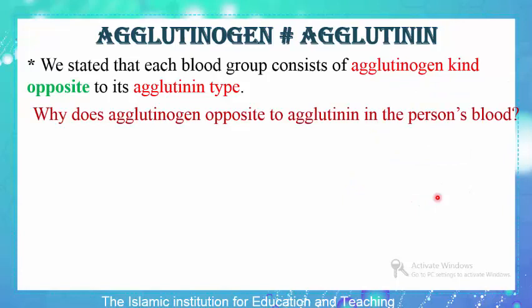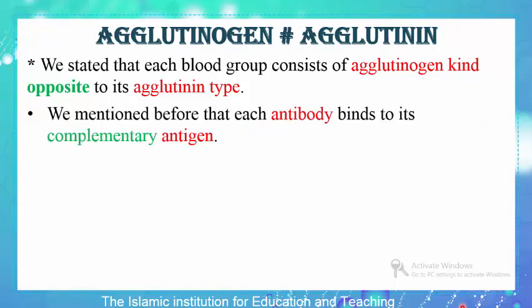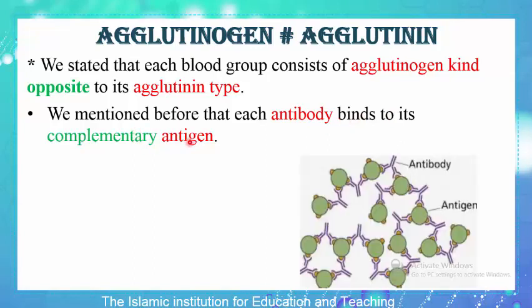Of course, you are asking yourself now, why must the agglutinogen and agglutinin be opposite to each other in a person's blood? To answer this question, remember please that we stated before, each antibody binds to its complementary antigen. Recall again, complementary means the similarity in shape between the antibody and the antigen. Once complementarity occurs between the shape of the sites of the antibody and the shape of the antigen, this causes them to bind and fit to each other.